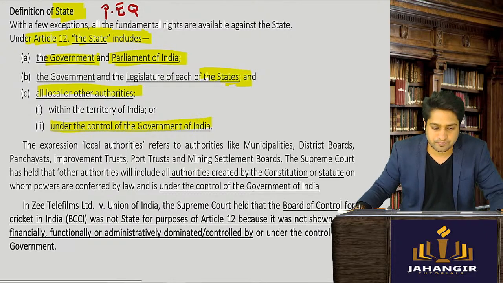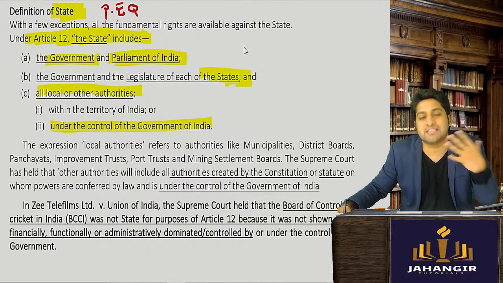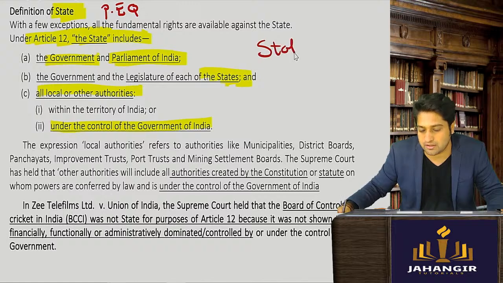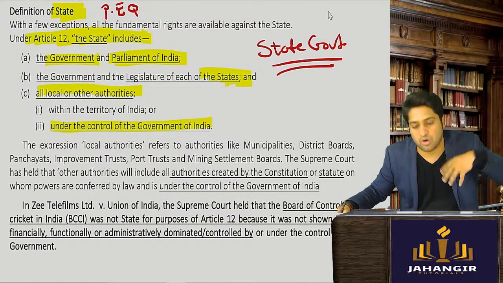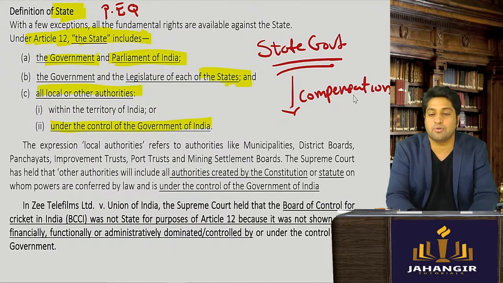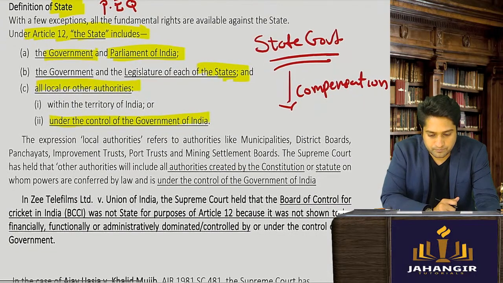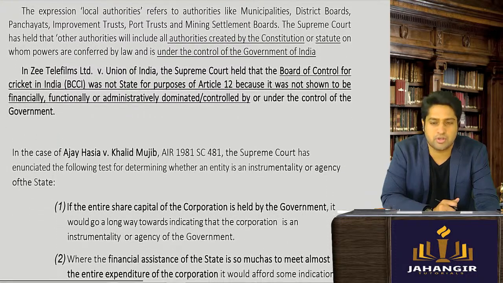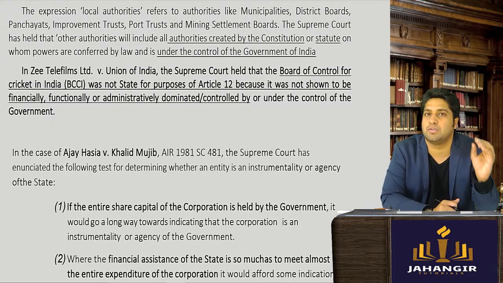Very simple. If today I want to file a case against the state government, and I want to say that the state government has done wrong and should give me compensation, we will have to know whether that body is covered under the state government or not. So we will have to understand. If any local authority has done something wrong, the compensation will be debited from the state government's funds and given to the person.